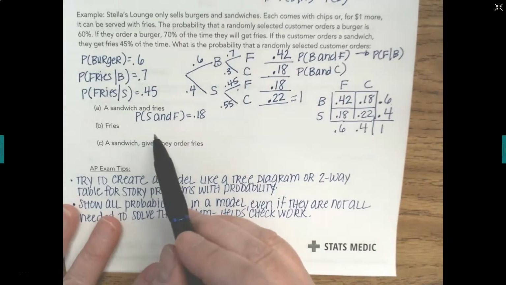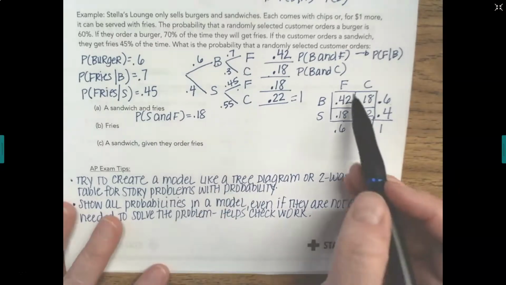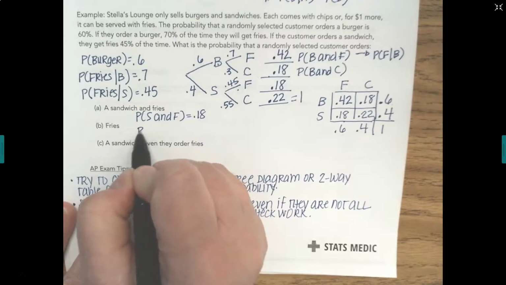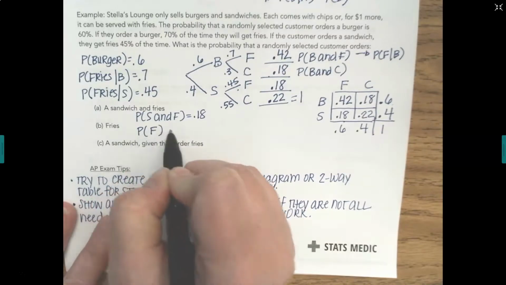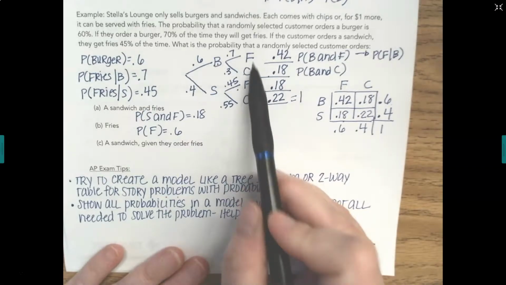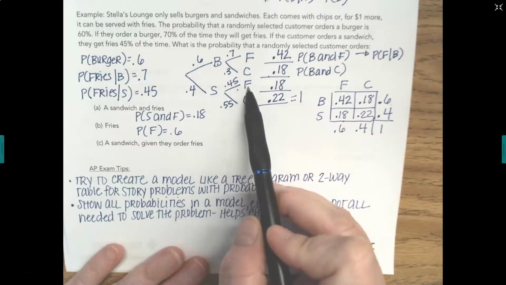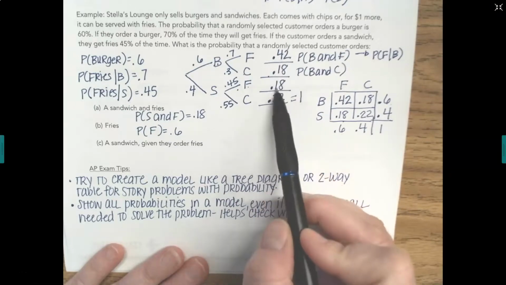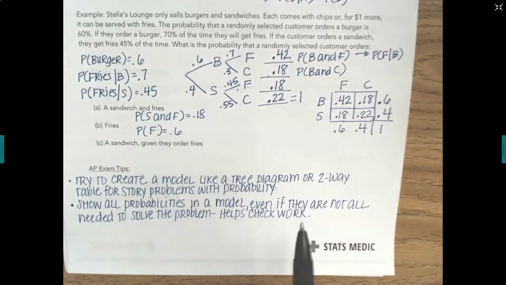What's the probability of fries? In the two-way table, this is pretty easy to see. The probability of fries is 0.6. If we're looking at the tree diagram, I have fries here or here, so we would need to add these two up. 0.42 plus 0.18 is 0.6. So you get the same information.